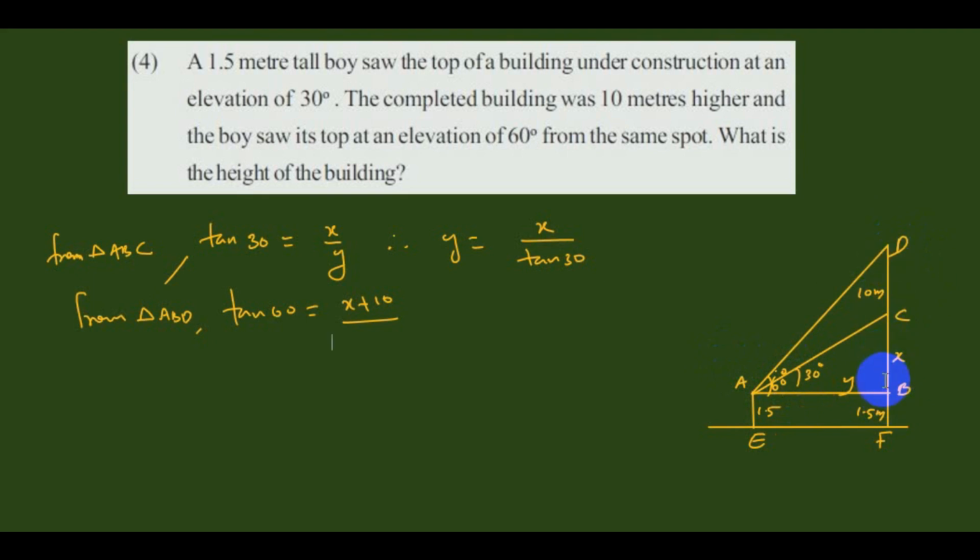It is x plus 10 by y. Therefore y into tan 60 is equal to x plus 10. Therefore y is equal to x plus 10 by tan 60. Now these two equations tell about y. Now these two represent y, meaning these two should be equal.